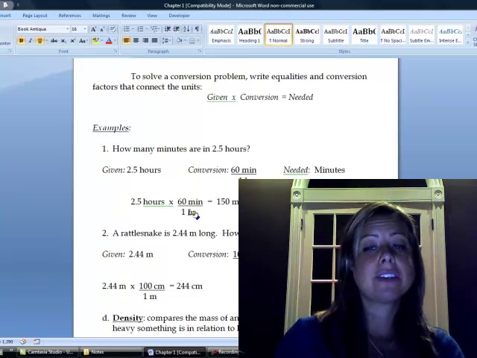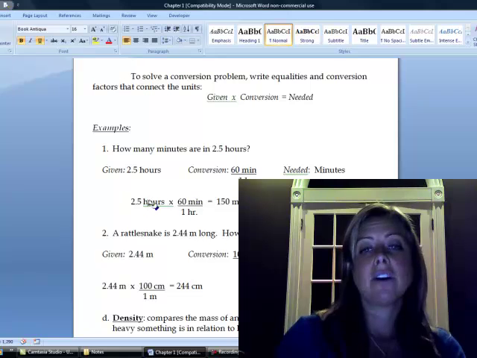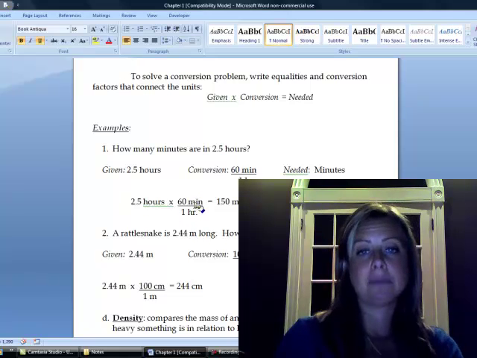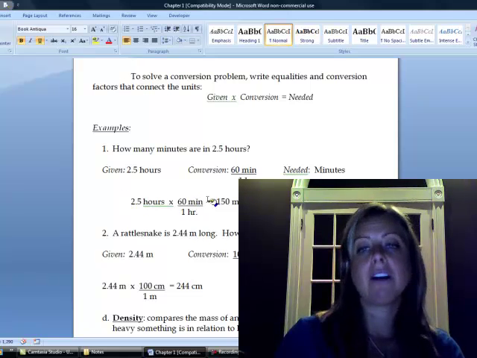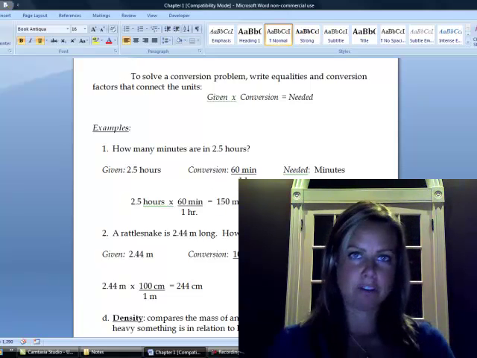So the way we set it up, we could have had 1 hour over 60 minutes, right? But the way we want to set it up is so that this hour and this hour cancel out, and then you're left with minutes. So that means putting the minutes on the top. So if we multiply across, we end up getting 150 minutes. So that's how you can do a problem using a conversion factor.